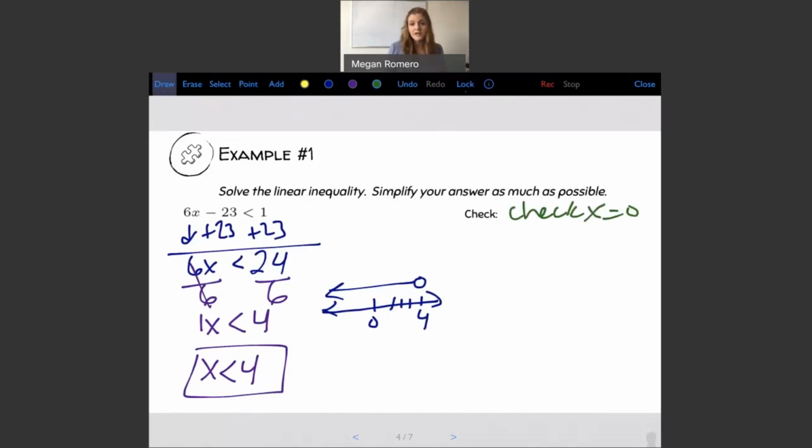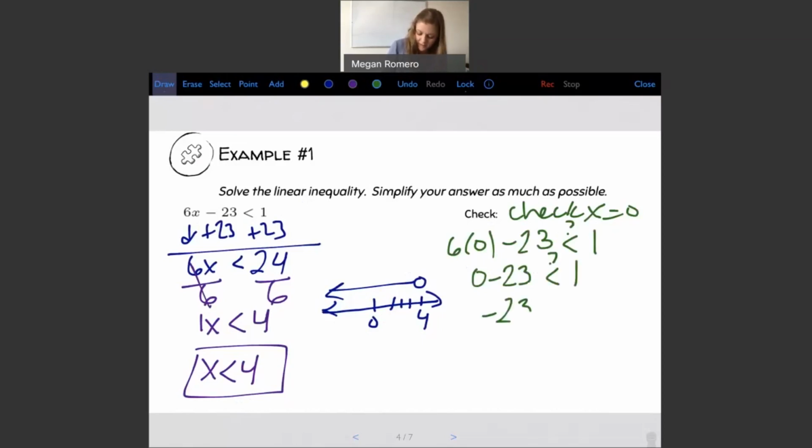So what we do when we check is we always go back to the original. So 6 times 0 minus 23, and we want to know, is that less than 1? And so we simplify both sides. 6 times 0 is 0, and we come up with negative 23 less than 1. Is negative 23 less than 1? It sure is. So that means that the solution we found, the set of numbers, x less than 4, is probably true.